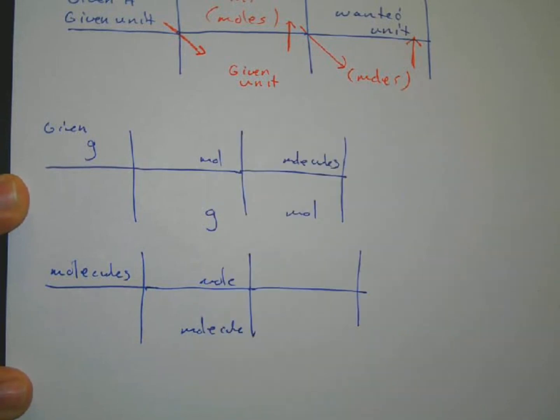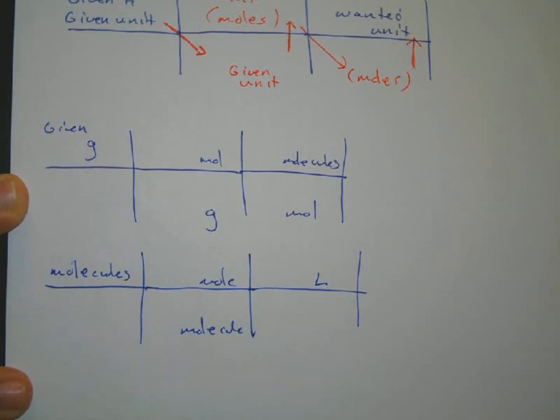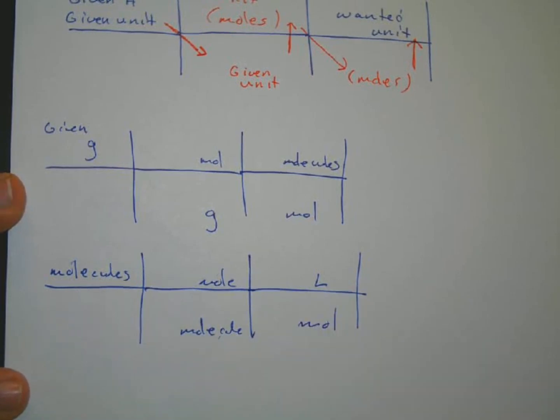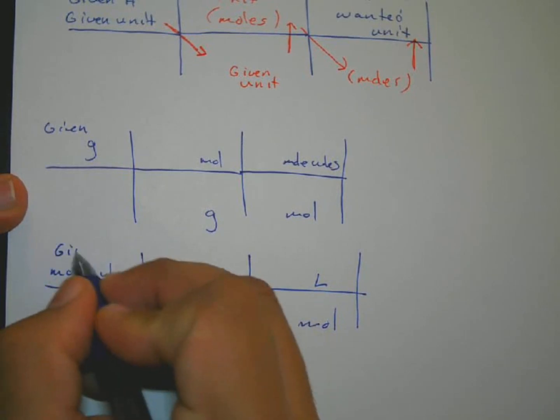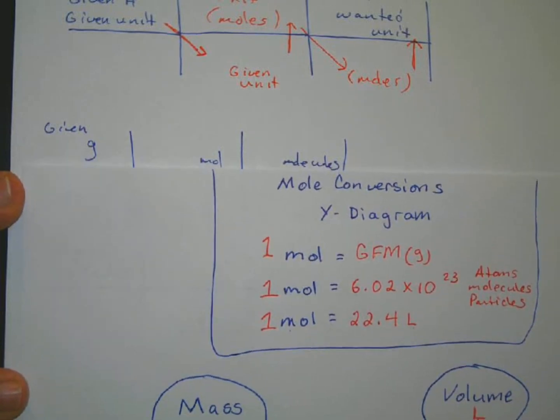Let's say they wanted us to go to volume. Then I would also go to liters, right? Nothing changed. If I'm going from molecules to liters, whatever's up here goes down here. You go to moles first. Whatever's up here goes down here, and you go to liters. This is your given. They gave you this in the question. These numbers come from your conversion factors.